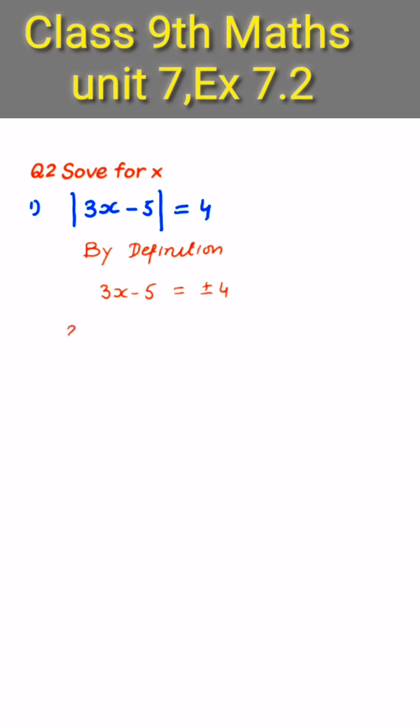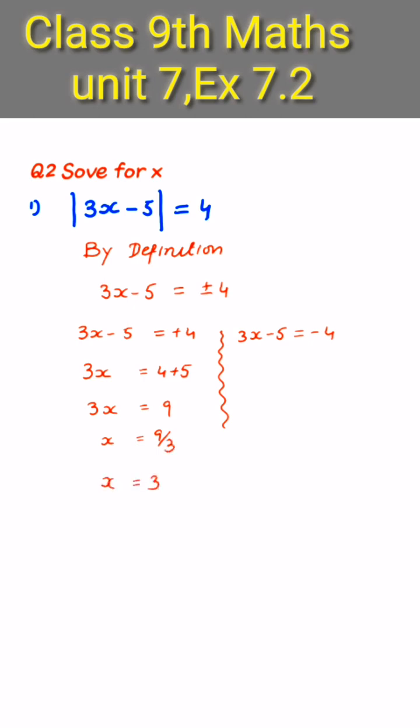We have two cases. 3x minus 5 will be equal to plus 4, or 3x minus 5 is equal to minus 4. Now we find the value of x. 3x will be equal to 4 plus 5, so 3x will be equal to 9, and here x will be equal to 9 by 3. So the value of x will be 3.